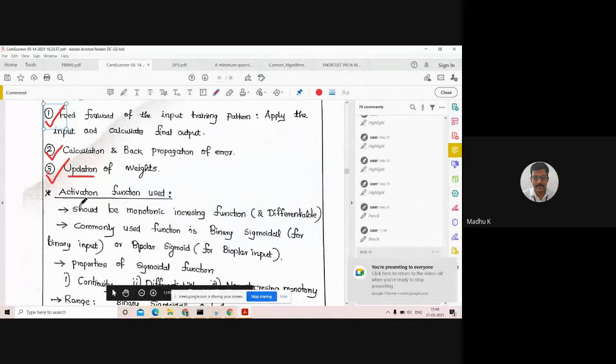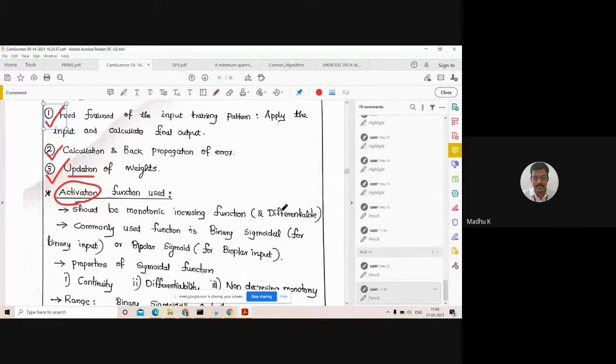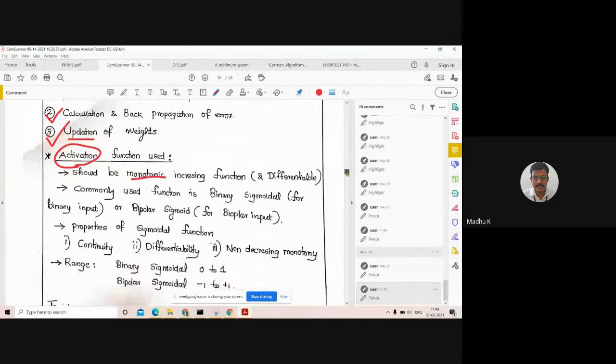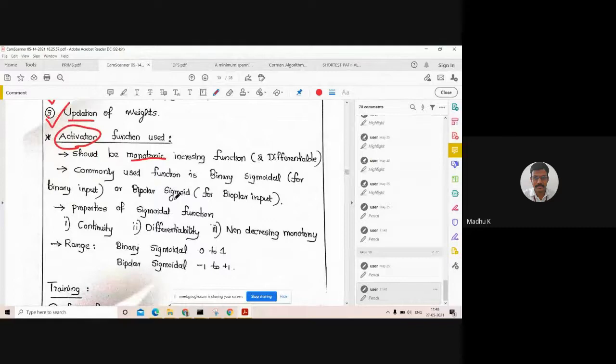Then the next is which activation functions are used in it. The activation function used in BPN should satisfy these properties: monotonic, increasing function, and differentiable. So we will use the sigmoidal activation function. These are the properties of the sigmoidal activation function: continuity and differentiability. These are all mathematical properties of the sigmoidal function.